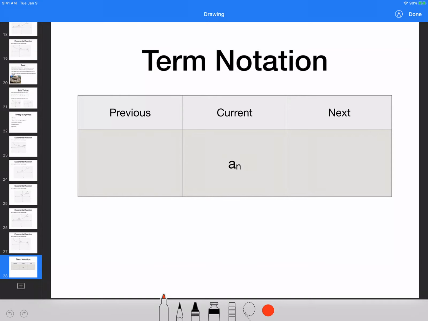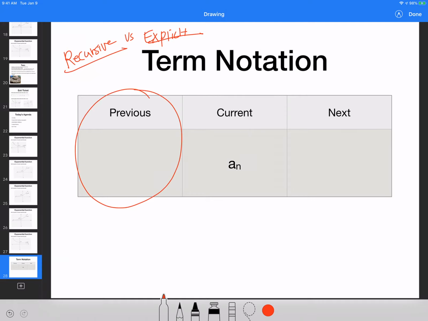Hello class, for today you'll be learning the recursive formula. That will be the main topic for today. The main difference between the recursive formula and the explicit formula is that you will be using something called a previous term, which is what we're going to be talking about.